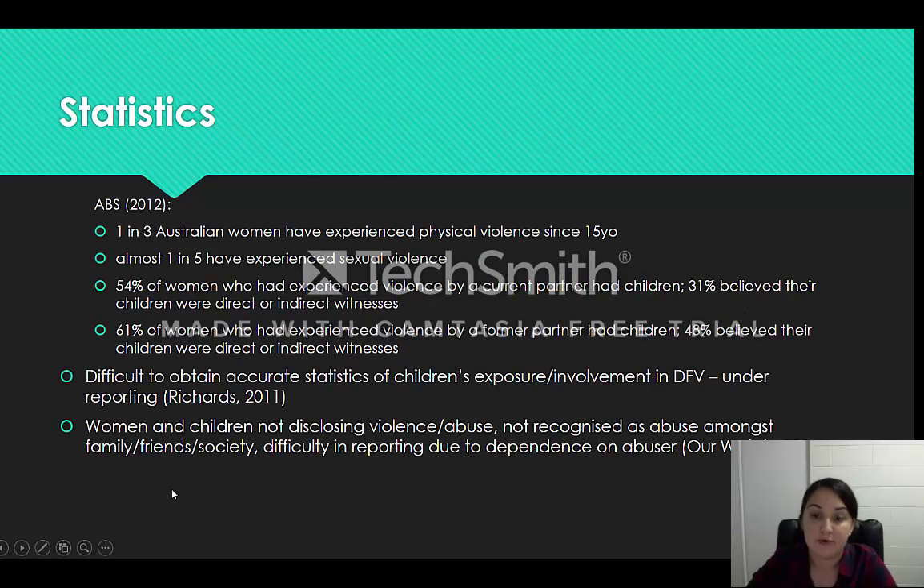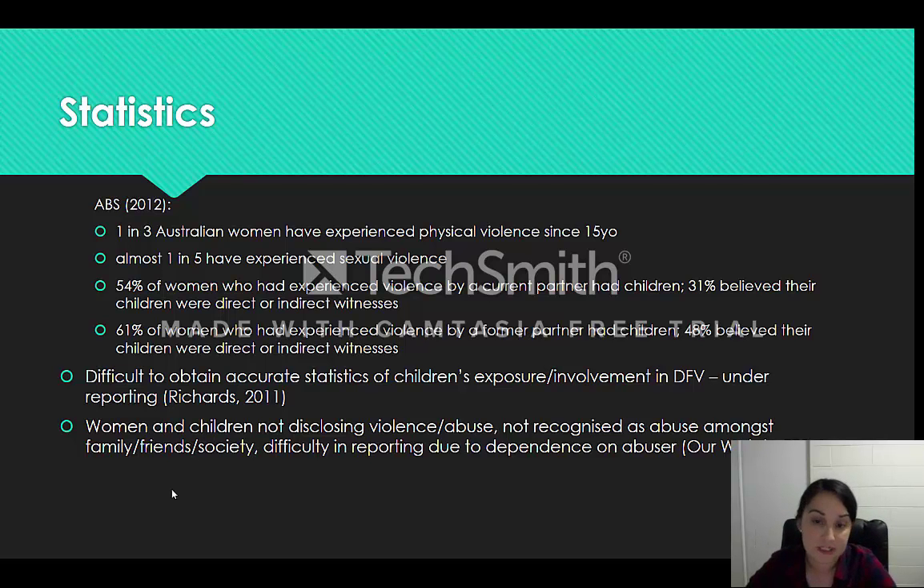According to the Australian Bureau of Statistics 2012 Personal Safety Study, 1 in 3 Australian women have experienced physical violence since the age of 15, while they were still a child. 54% of women who have experienced violence by a current partner had children, with 31% of these women believing their children were witnesses. In comparison, 61% of women who had experienced violence by a former partner had children, and 48% of these women believed that their children were also witnesses.